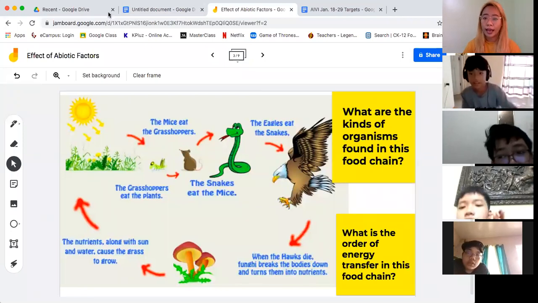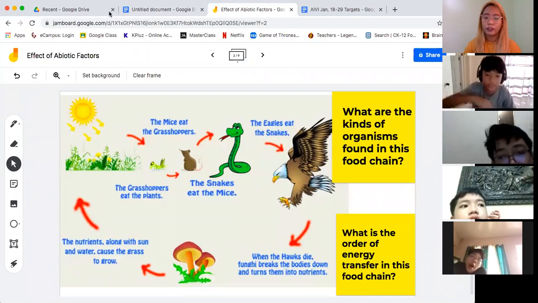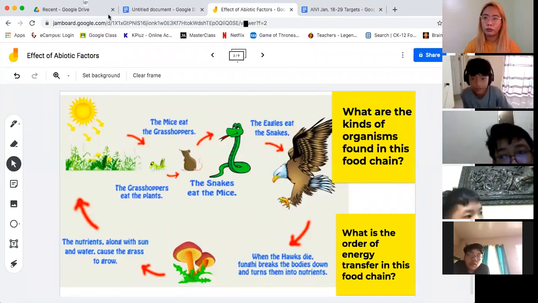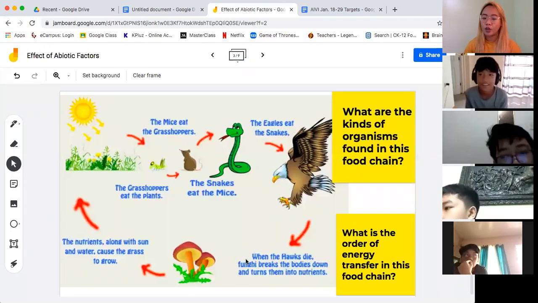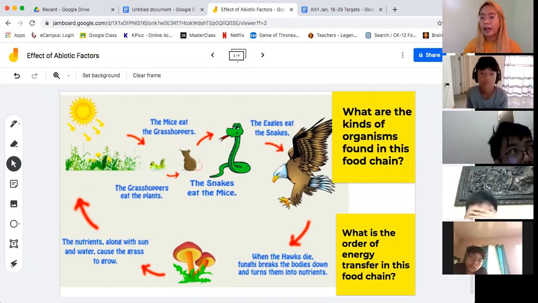Fungi. Okay, Kadesh. The fungi, the mushroom. What kind of organism is this mushroom? Scavengers? Ah, wrong. Decomposers. Thank you very much. So yes, this mushroom is a decomposer. As you can see in the description, when the hawk dies, while the body is decomposing, the nutrients will be absorbed by the mushroom.